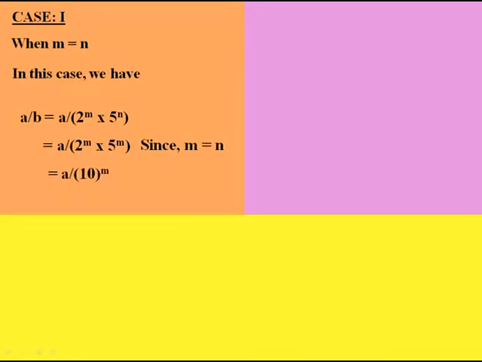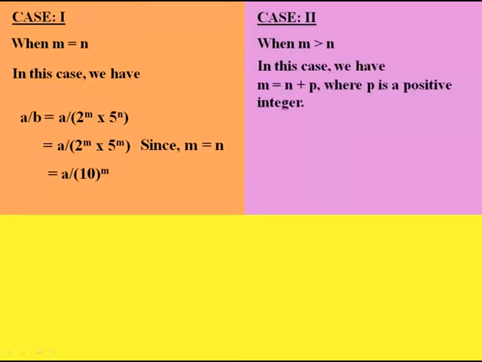So, multiplying 2 and 5, we get a by b is equal to a divided by 10 to the power of m. Case 2. When m is greater than n. In this case, we have m is equal to n plus p, where p is a positive integer. A by b is equal to a divided by 2 to the power of m into 5 to the power of n.